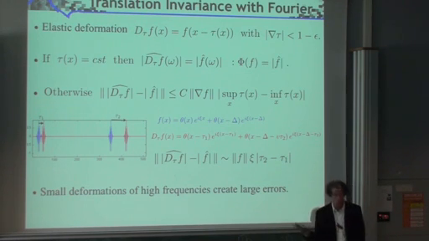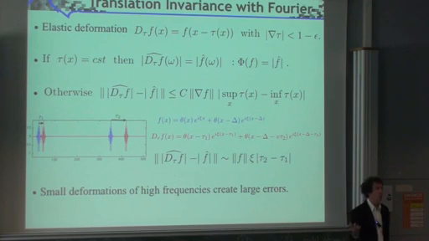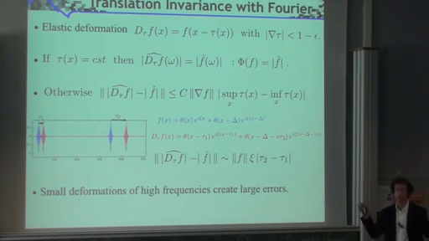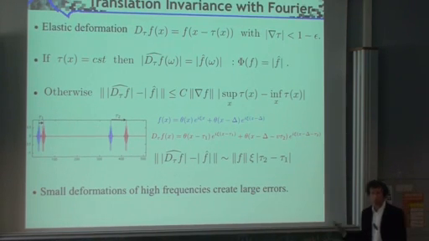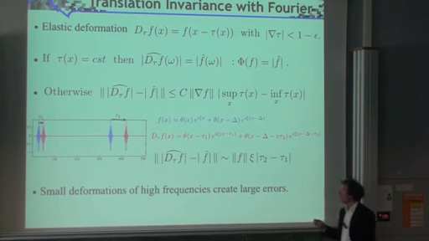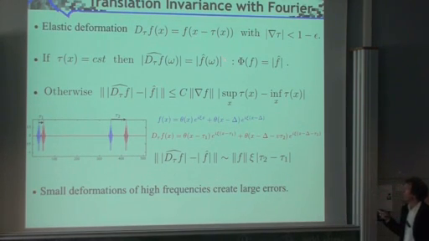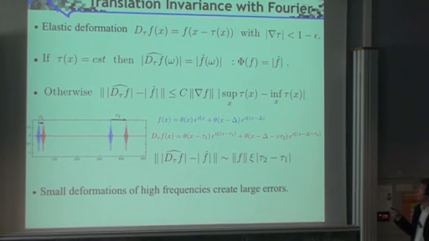Okay, if it's a simple translation, if you want an invariant representation, the first thing you think of is to take the modulus of the Fourier transform. Because, of course, if you have a translated function, the modulus of the Fourier transform doesn't change. So that looks like an ideal solution. Right. But what's happening if the translation parameter here is not a constant?